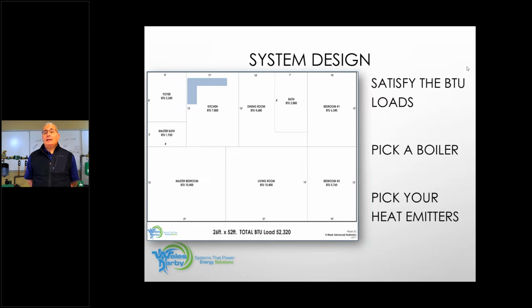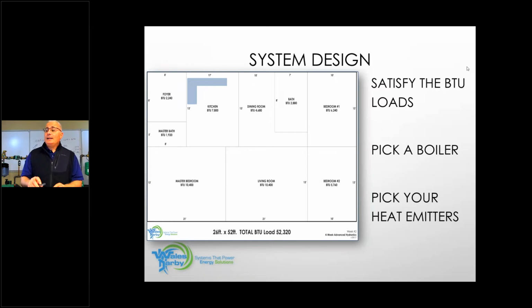So knowing that I have twice the amount of baseboard that I need, I can put a condensing boiler in my house and run it at lower temperature and condense a majority of the heating season and make my house more efficient, lower my costs, and be happy. So that's the importance of doing this heat loss.